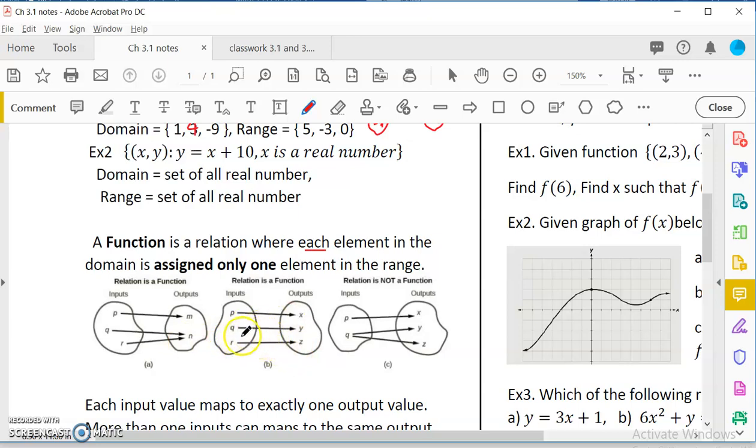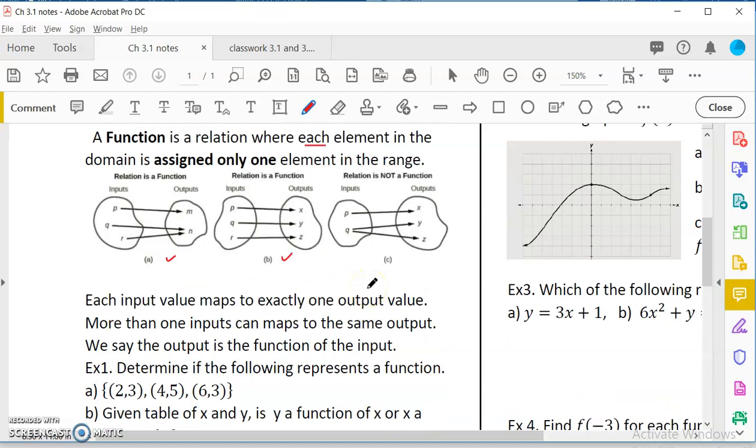Here each one has its own element. They don't share. It is a function. So this is a function. This is a function. But C is not a function because when Q maps, it maps to 2 different outputs. It is a relation but not a function. So remember, the first 2 are functions.